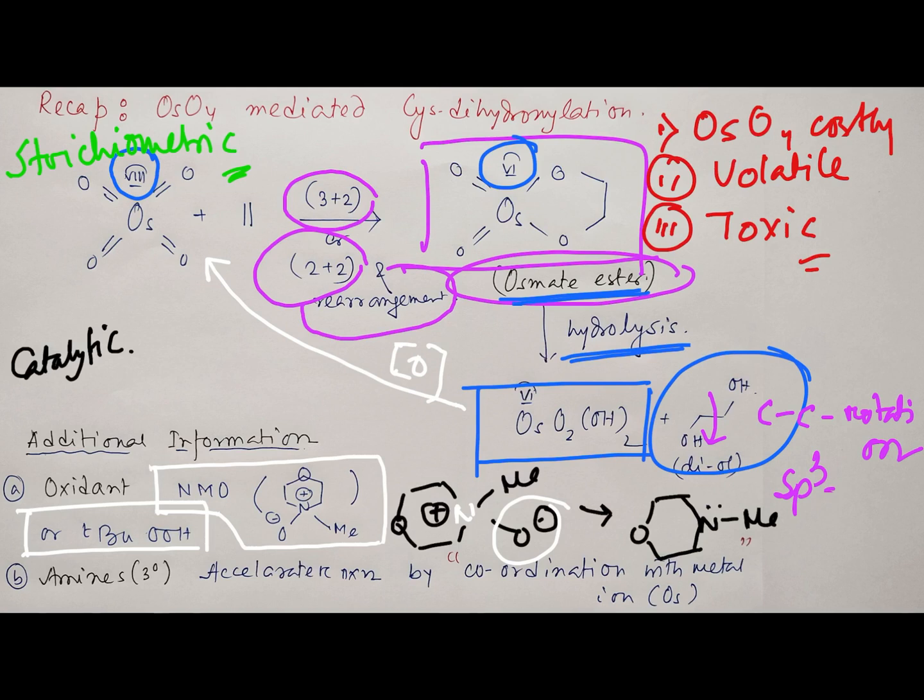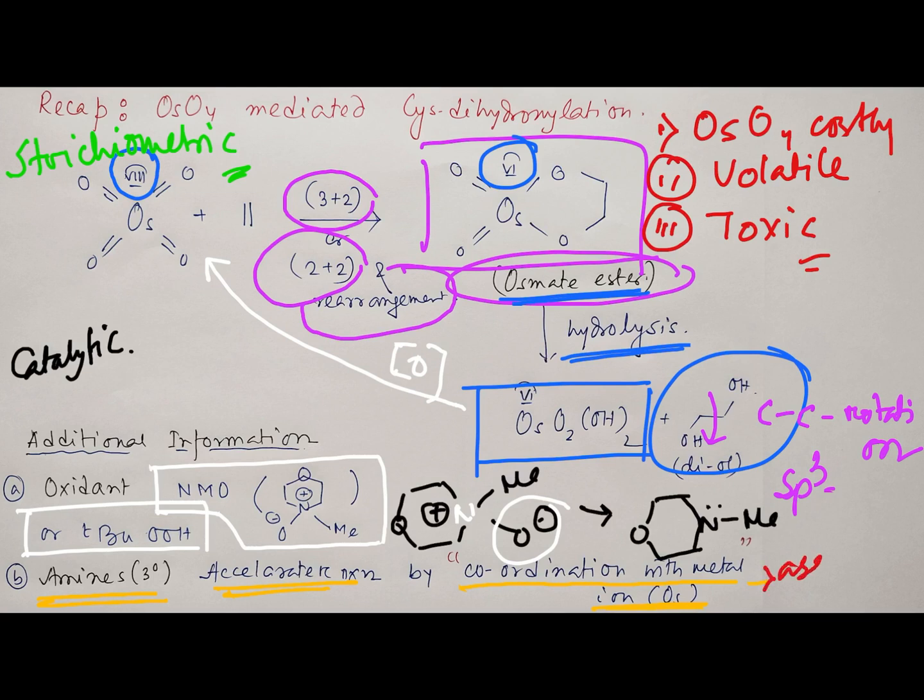Okay, fine. Now another interesting topic here is amines. These amines, tertiary amines, are capable of accelerating the reaction. And how does this process happen? By coordination with the metal center, that is osmium. And this is a very important point for constructing its asymmetric version.